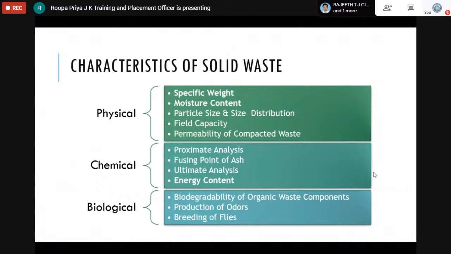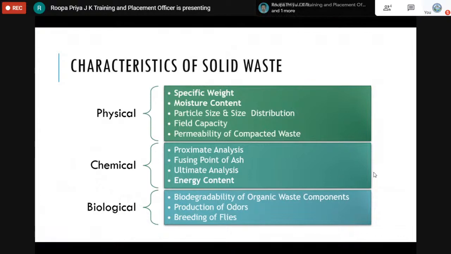The chemical parameters of solid waste are the proximate analysis, fusing point of ash, ultimate analysis, and energy content. And the last, the biological property of solid waste, is the biodegradability of organic waste components, production of odor, and lastly, the breeding of flies. So these are the three different characteristics of solid waste.